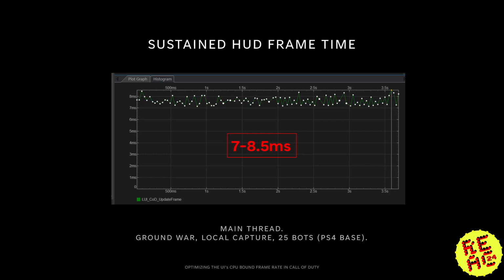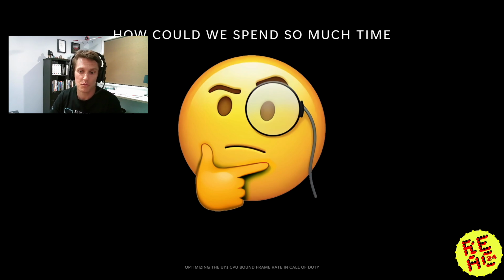This capture wasn't even a particularly complex use case. It was nothing more than a local capture with a few bots. Original profiles showed our more complex game modes chewing as much as 12 milliseconds in playtests. This obviously was not good. So 8 milliseconds. How could we spend so much time rendering quads?